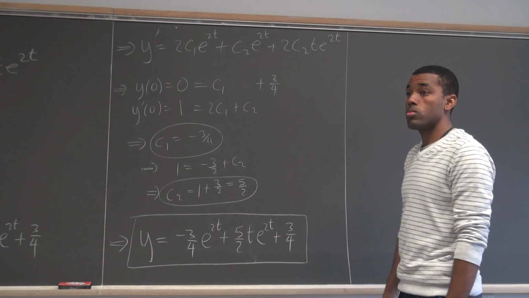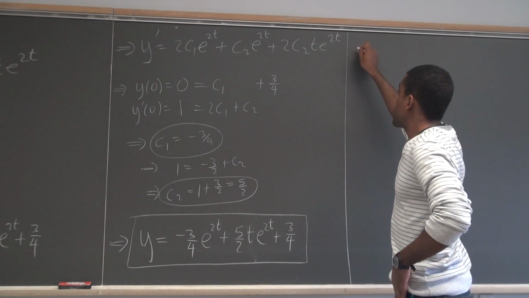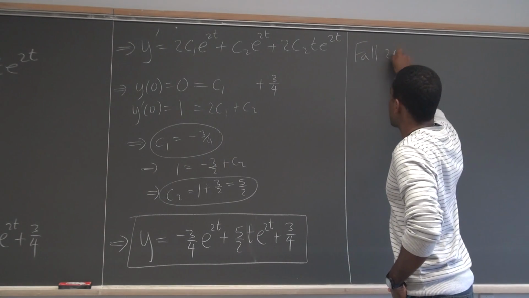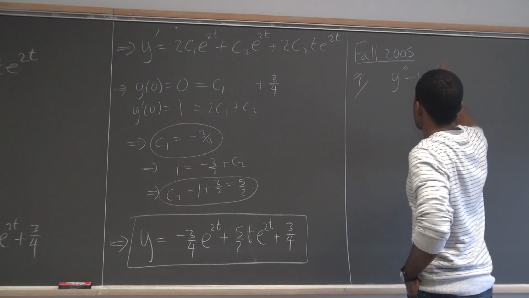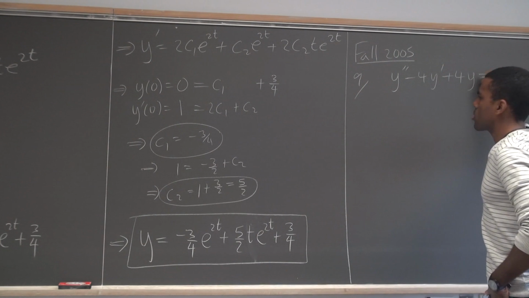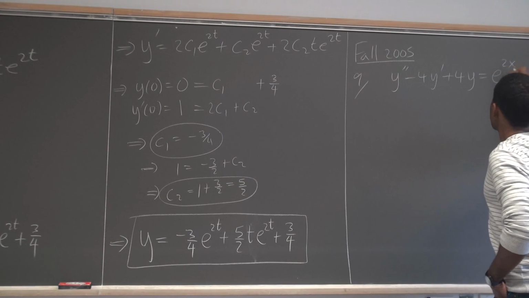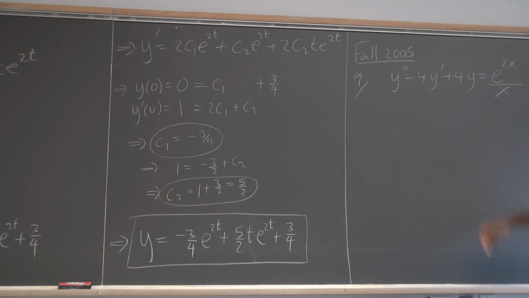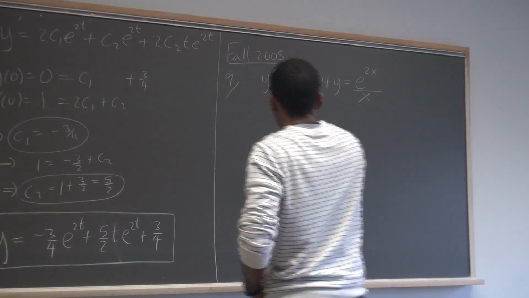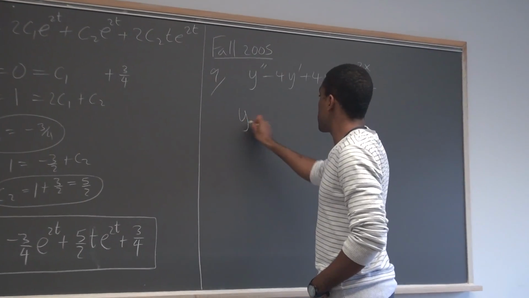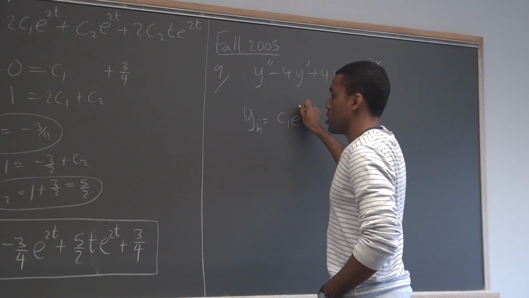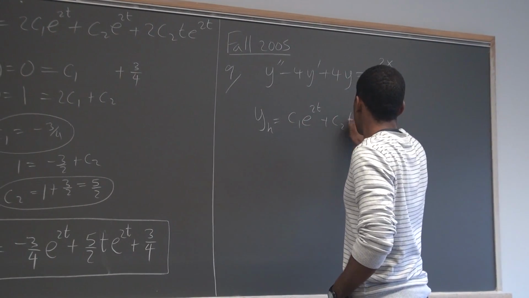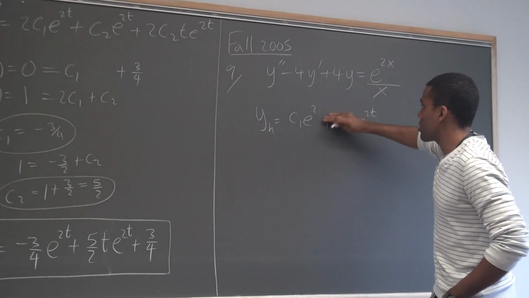The other one is from fall 2005, number 9. The question is y double prime minus 4y prime plus 4y equals e to the 2x over x. So it starts out innocently enough, pretty much the same as this one. We know the homogeneous solution is c1 e to the 2x plus c2 x e to the 2x. We're using x here.